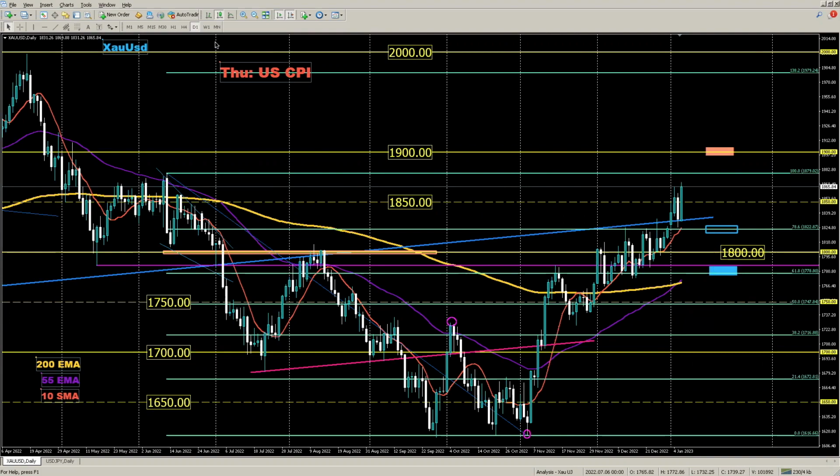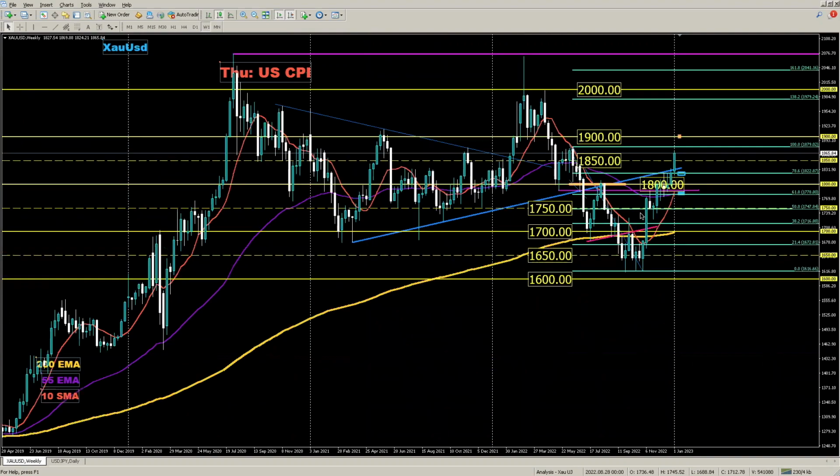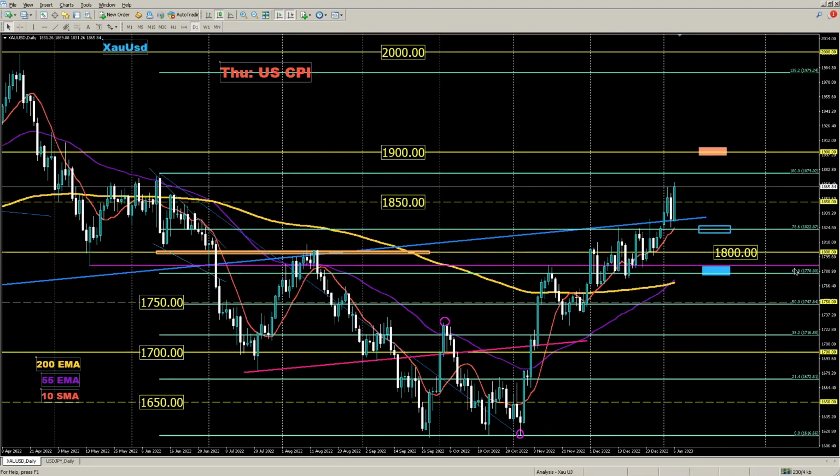Let's check this trend line from previously. Okay, there was a swing low here, and now it's providing support along with a rising 55 and 200 coming up. So it's definitely on a bullish bias. And let's see if it's going to break the 1870 recent swing high to target the 1900 zone.